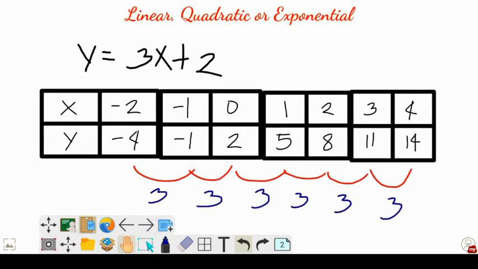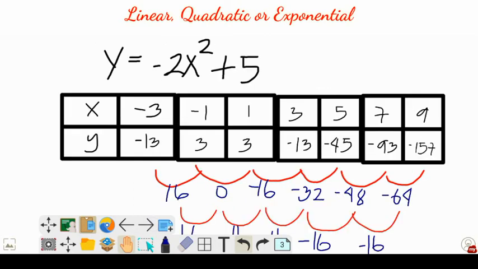So kanina sa ating example, y equals 3x plus 2. So once na sinubstitute natin yung negative 2 sa ating linear function, magkakaroon tayo ng negative 4. Ganon din sa negative 1, once na sinubstitute natin sa 3x plus 2, magkakaroon tayo ng derived answer na negative 1. And then hanggang sa ating 4. So once na sinubstitute natin yung 4 sa ating x values sa ating 3x plus 2, magkakaroon tayo ng derived answer na 14. So ganun din sa ating y equals negative 2x squared plus 5.